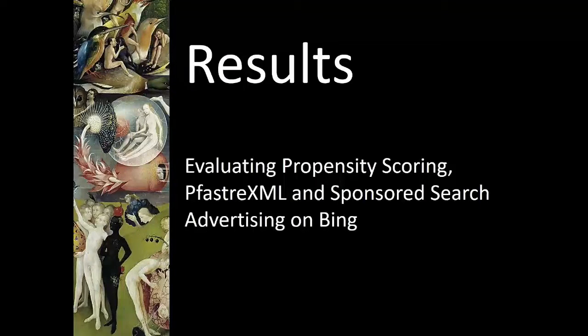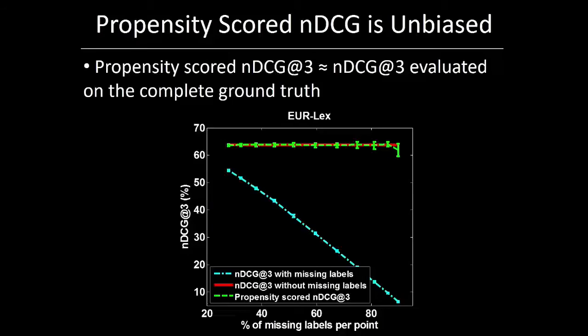So the first experiment that we performed is to test whether propensity scored nDCG really is unbiased. Right? So we took the EUR-Lex data set, and we simply assumed that we have the complete ground truth information available on that data set. So we trained FastXML on the training set, made it predict on the test set, and then froze all the predictions. Okay? So that gives us the true nDCG, which you can see at the top as a faint red line, which is somewhere about 65%, so it's a constant horizontal.